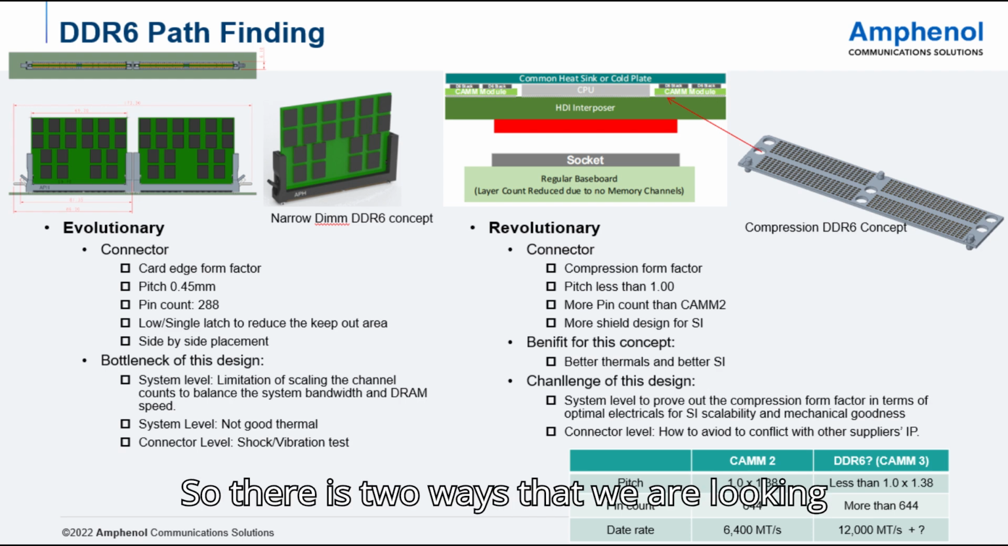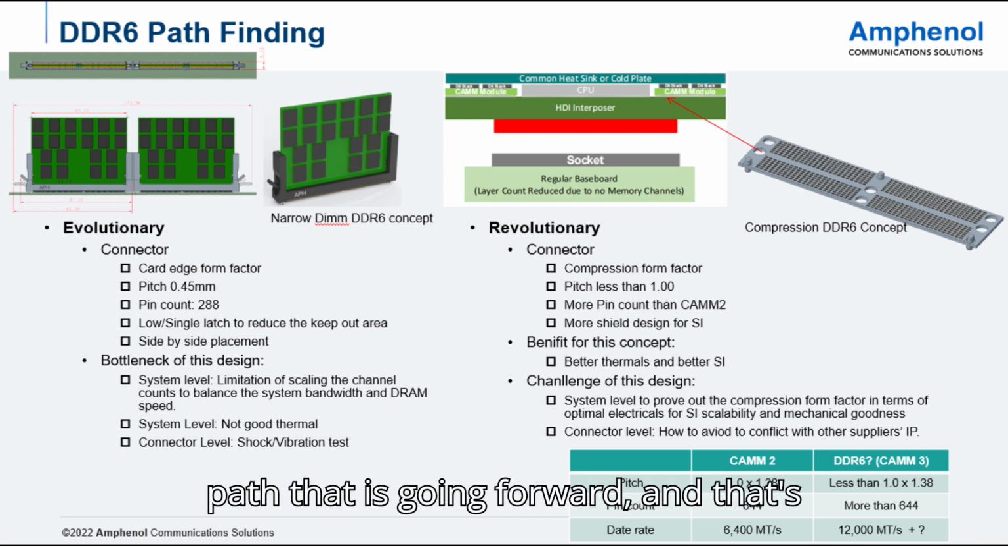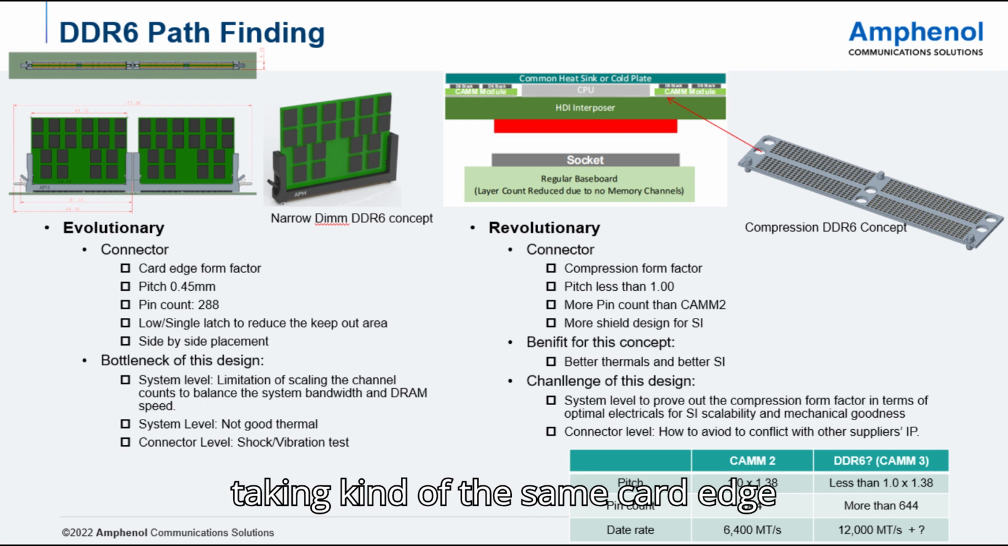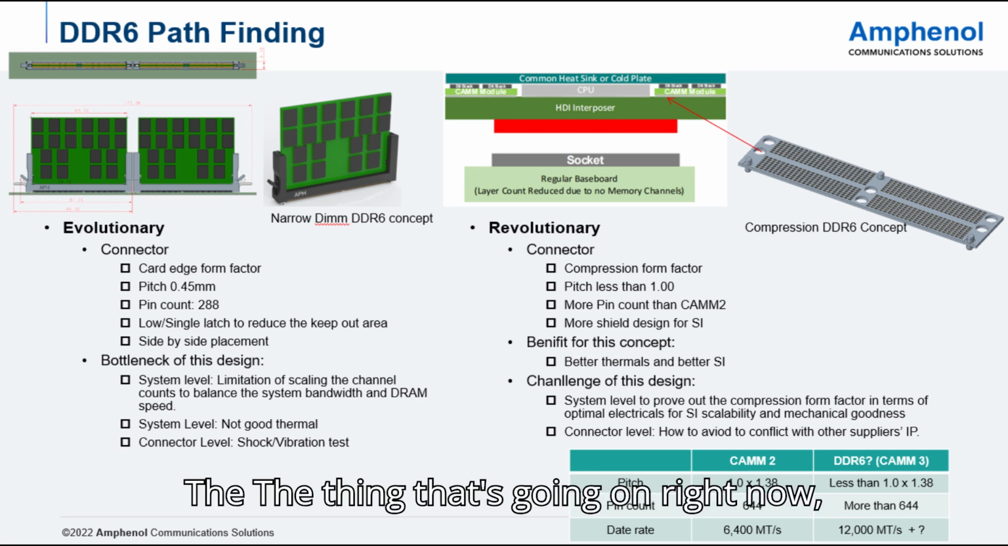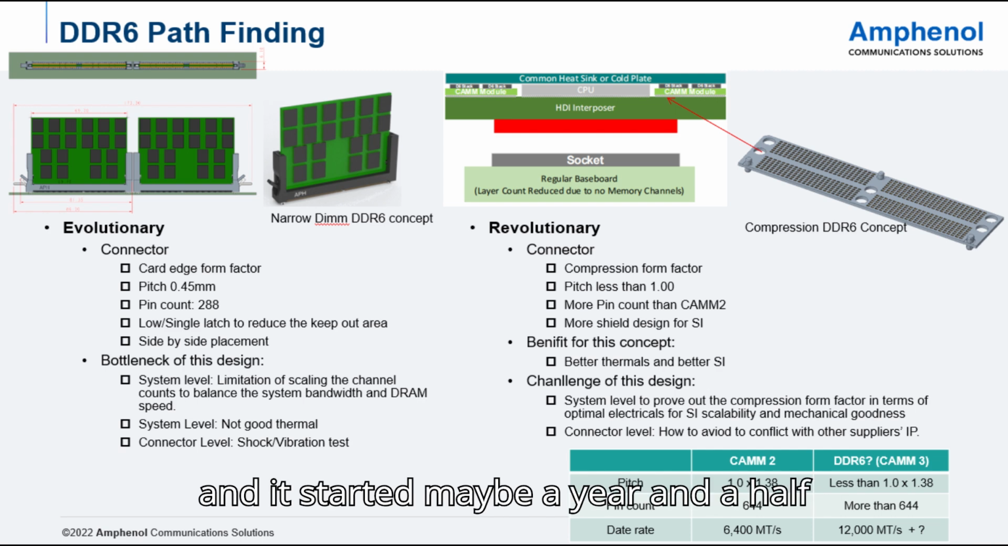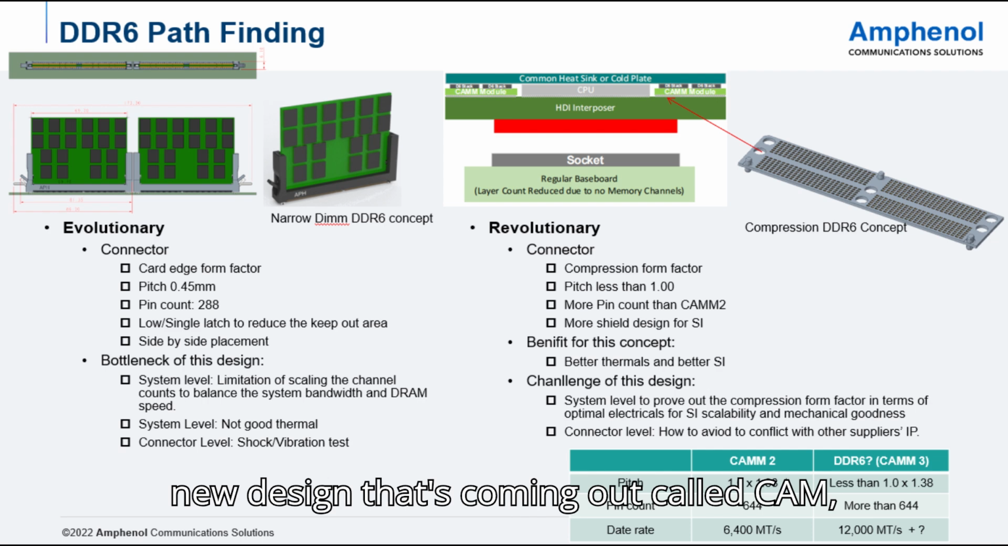There are two ways that we are looking at this, and that you should look at it. There is the evolutionary path that is going forward, and that's taking the same card edge connector and just evolving it into higher pins, a tighter pitch, and the main effort here is to get more pin counts and run at faster speeds. That's the evolutionary track. The thing that's going on right now, and it started maybe a year and a half ago, is there's a revolutionary new design that's coming out called CAM.